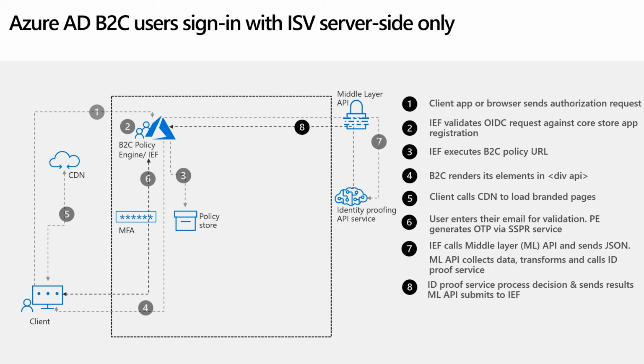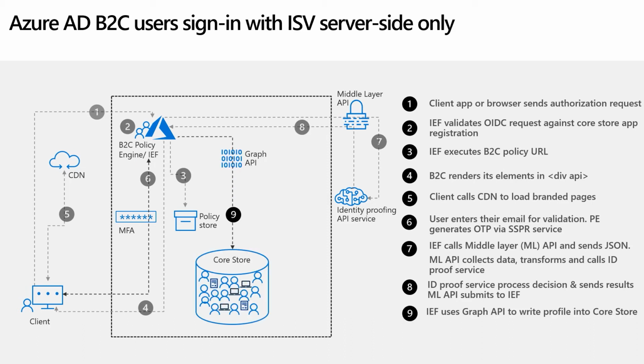Once received, the identity proofing service processes the information, determines the validity of the user authentication, then it returns the result back to the middle layer API, where again it reformats, applies optional logic, and provides the response to the BDC policy engine. Note that this is purely optional, having this middle layer API, but it's commonly used with a lot of the ISV connectors.